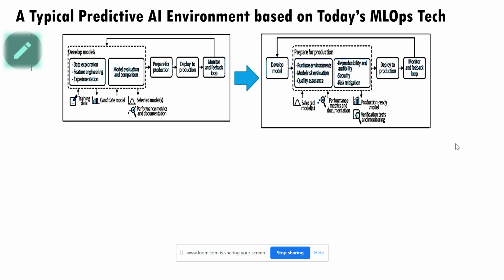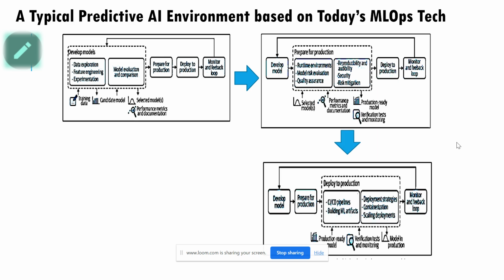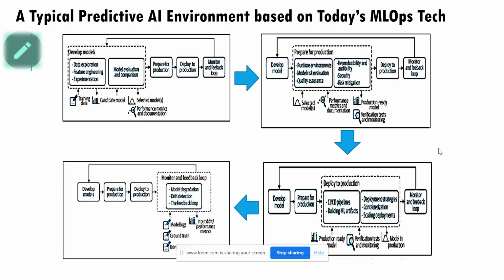And when we are done, we need to move on to another stage, which is deploying for production. We need to create CI/CD pipelines, building these artifacts, and also we need to get into having some deployment strategies, build containers, and then scale this up and solve the problems of scale. And finally, after we go live, we need to take care of these models in terms of monitoring their feedback, making sure that we don't have drift, and always keep an eye on this.